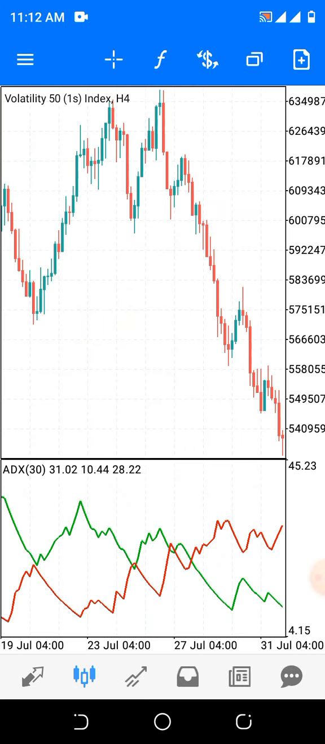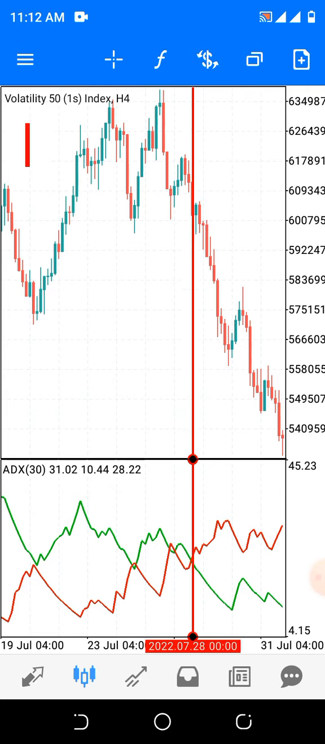Now, first of all, this is what I want you to do. This is a crossing here that shows us a sell. Look at this point. This point shows us a sell signal because the red line crosses above the green line, which is a sell signal.